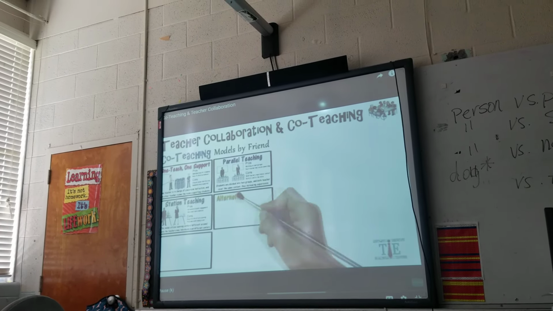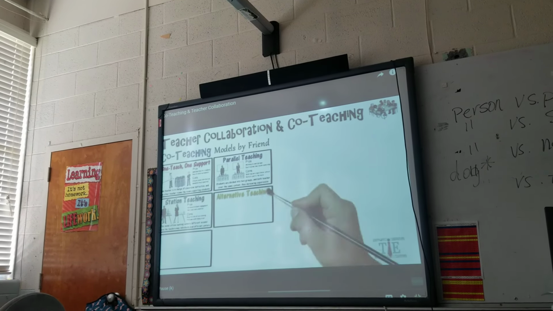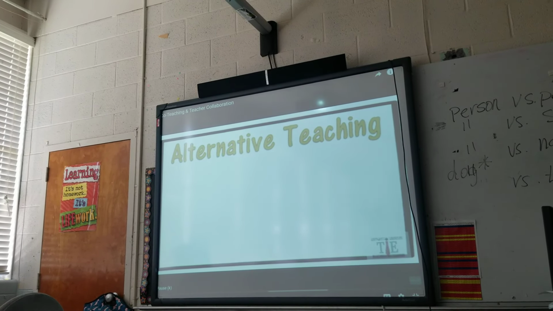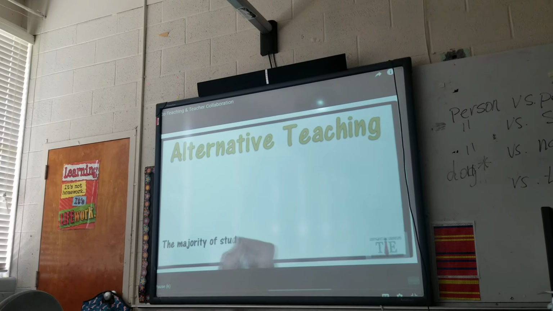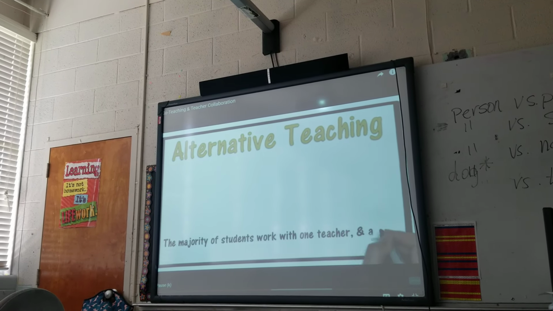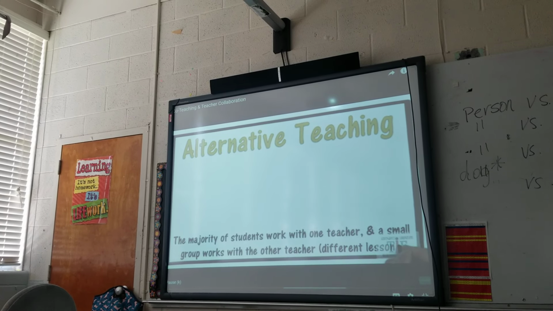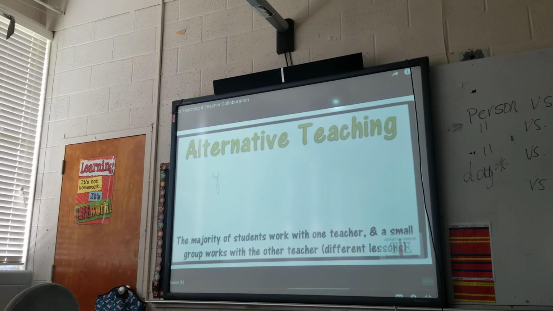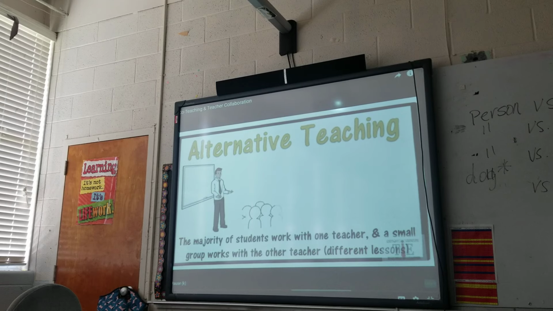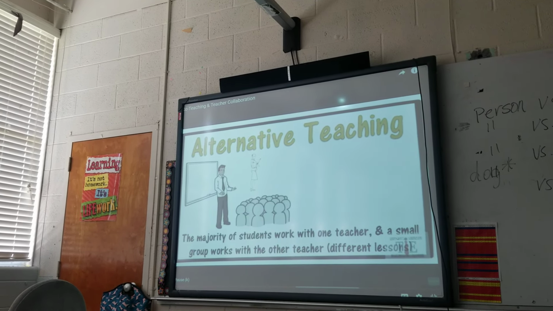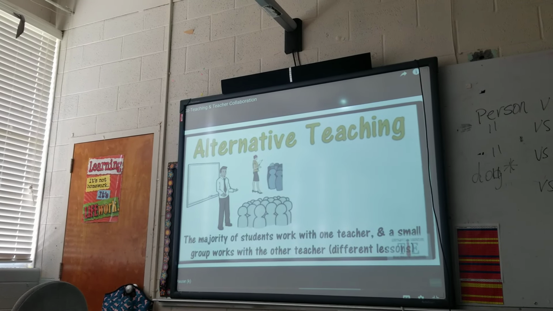Moving on to alternative teaching. In this model, the majority of students work with one teacher, and a small group works with the other teacher. Here's what it looks like. You'll see most students with one teacher and a small group learning a different lesson with the other teacher.